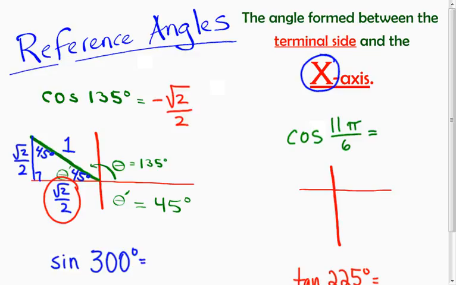Now it's negative for a couple of reasons. One is that if you think about it as the x-axis, this cosine being the x-axis, and that coordinate way up here, the x-coordinate of that is negative.